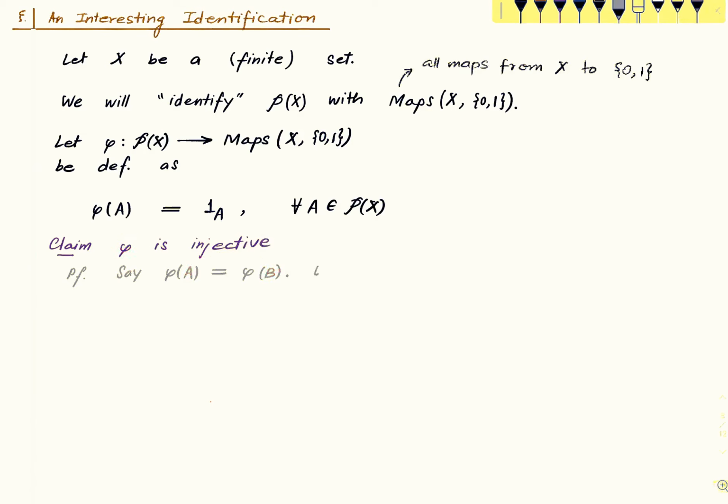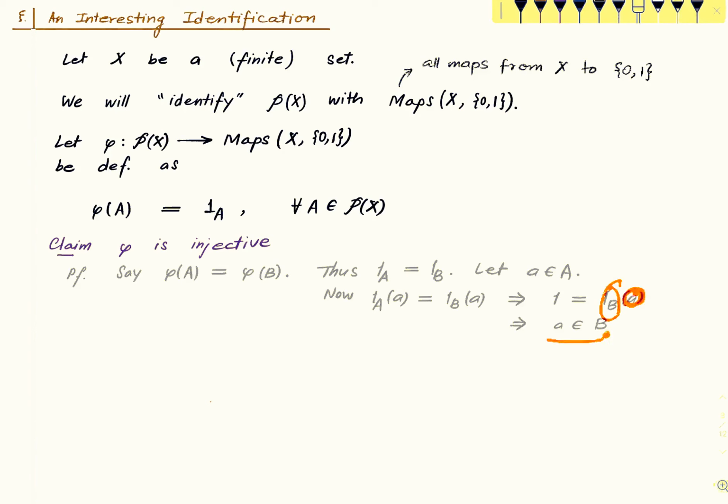So thus the indicator functions are the same. And now let little a be in A. We will just show that it is also in B. And that's very easy. Since the indicator functions are the same, they take the same value on little a, which gives 1 is equal to this, which implies a is in B, right? If the indicator function of B takes the value 1 on a, it just means that a is in B.